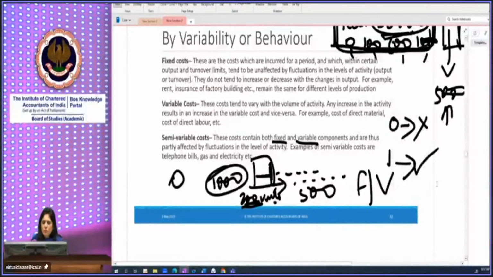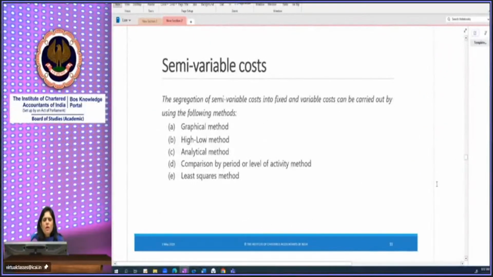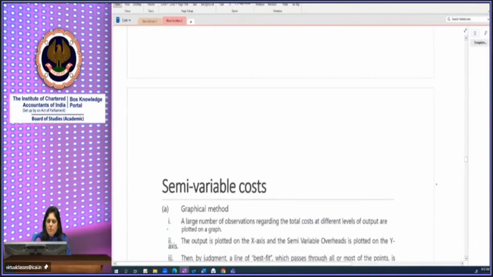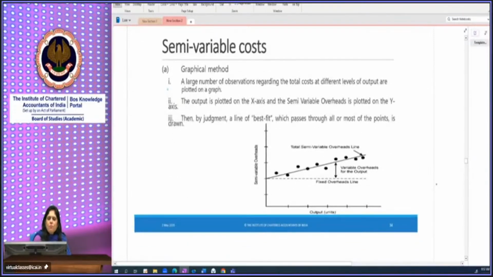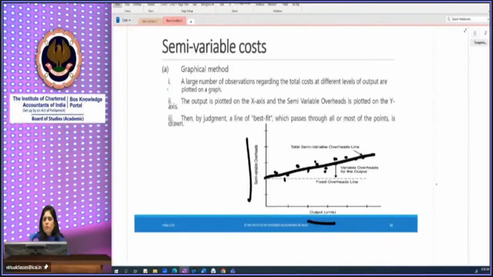All right. Now, how do we do it? Briefly, I can explain. There are methods which segregate the semi-variable into fixed and variable. So one method, the graphical method, is very easy to understand. On the x-axis, there is output. On the y-axis, there is semi-variable cost. So we are just plotting random dots here, all right? And we make a best fit line that connects the maximum of dots. You cannot match all the dots, but the best fit line means it will touch the maximum of the dots.